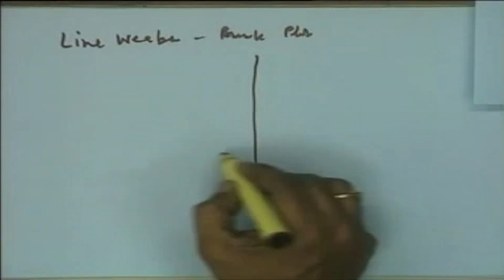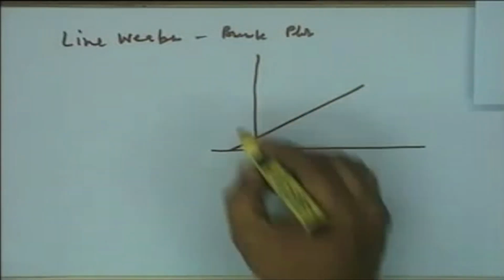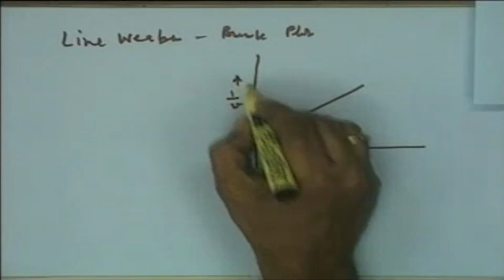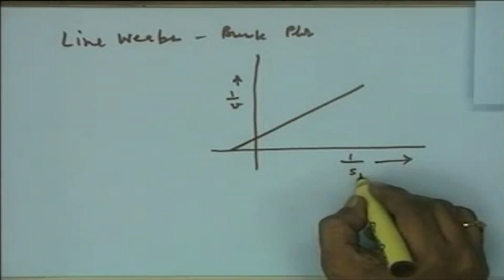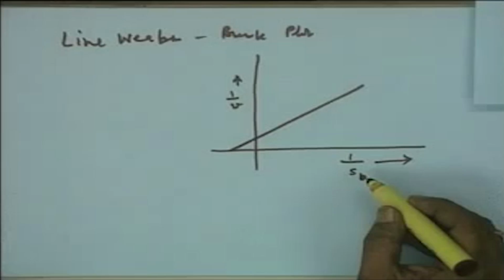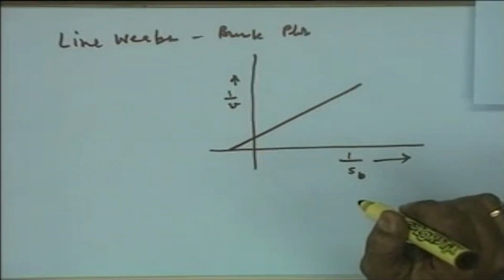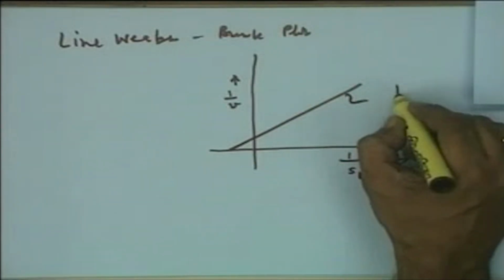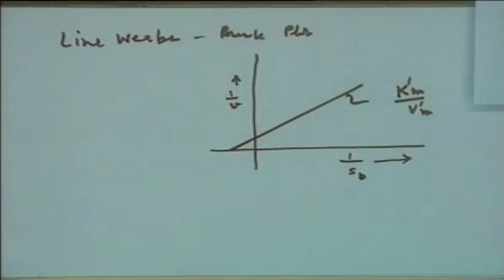Now, in the case of a classical enzyme catalyzed system, we have a 1 upon V versus 1 upon S. Mind you, this S is S bulk, because we are not monitoring the concentration of the substrate inside the reactor, but inside the particle, but we are considering 1 upon S bulk, and normally we will get such a behavior, where your slope will be K'm upon V'm or K2' E0.